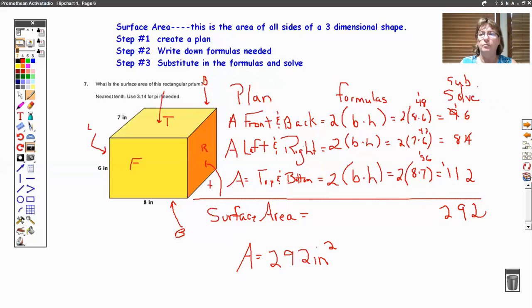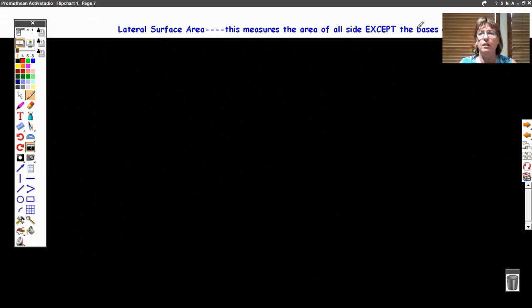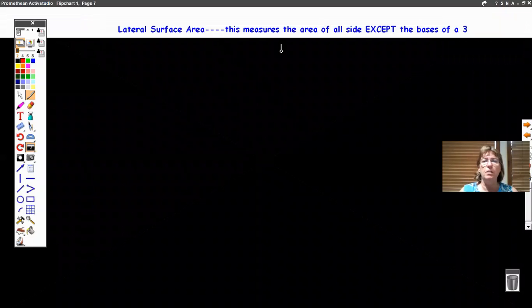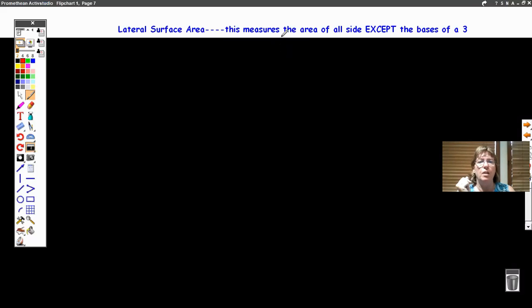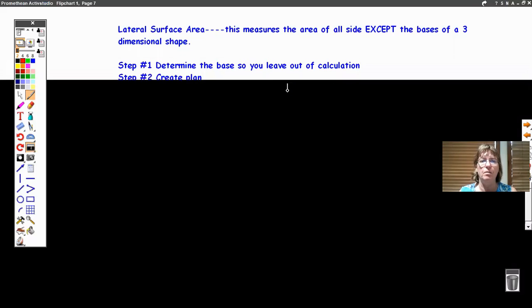Okay? The last one is going to be the lateral surface area. Lateral surface area measures the area of all the sides except the bases of a three-dimensional shape, okay? So make sure that you write that down, because it's pretty important so that you understand what we're actually talking about when we say lateral surface area. So it's the measure of the area of all the sides except the bases of a three-dimensional shape.